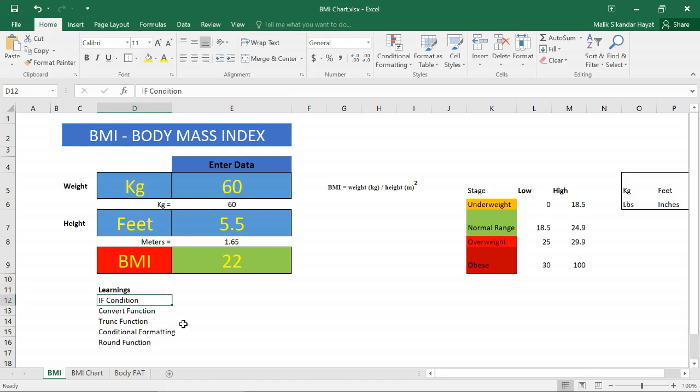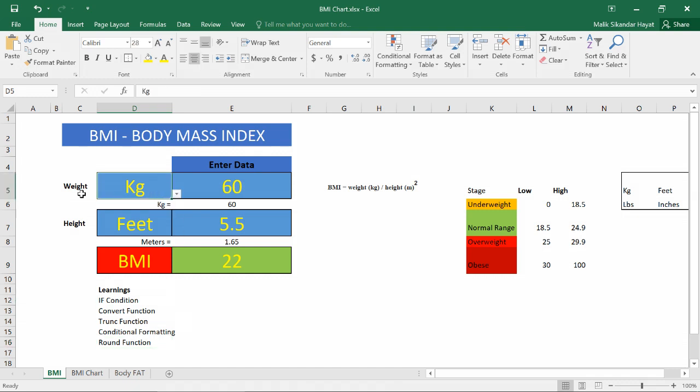We will be using the if condition in this session, the convert function, the truncate function. Truncate function is, let's say for example, you have some number with decimals, it will remove the decimal part and give you the whole number. Then conditional formatting and the round function. Round function sets up to how many decimals you want the number, right? I will show you why and where I am using these functions.